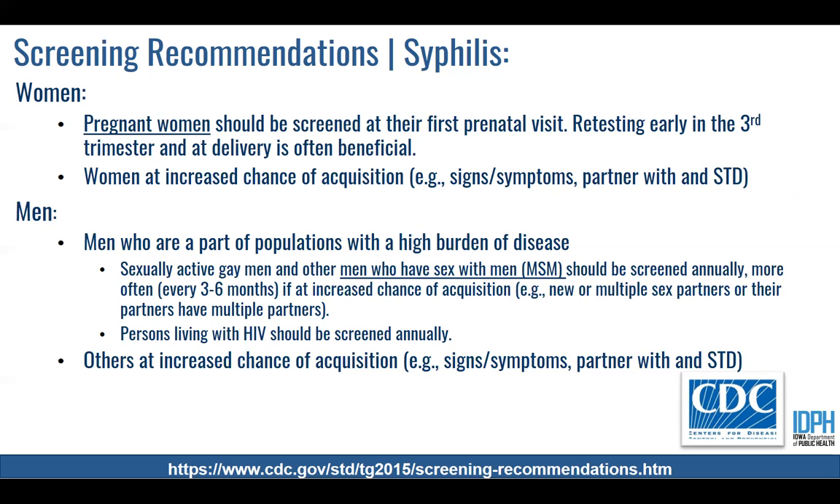So sexually active gay men and other men who have sex with men should be screened annually or more often if at an increased risk of acquisition. So if they're reporting new or multiple sexual partners, or if their partners have multiple partners within a time frame, they should be getting screened more often than annually. Persons living with HIV should be screened annually is the recommendation. And others at increased risk for acquisition, so signs, symptoms, partner with an STD, etc.